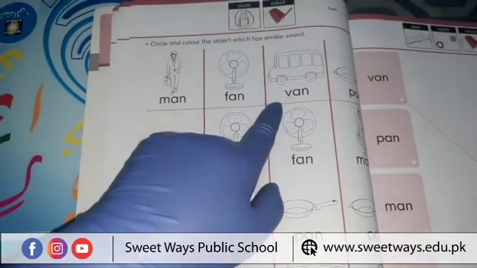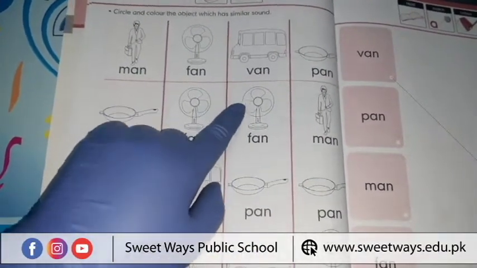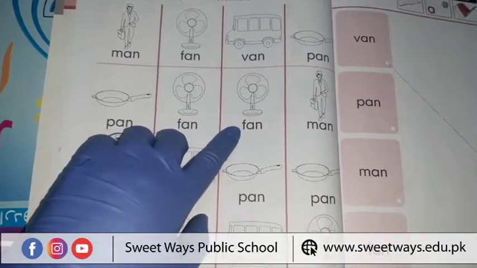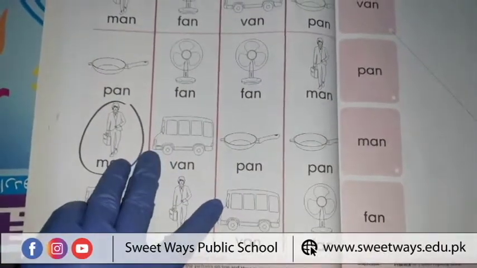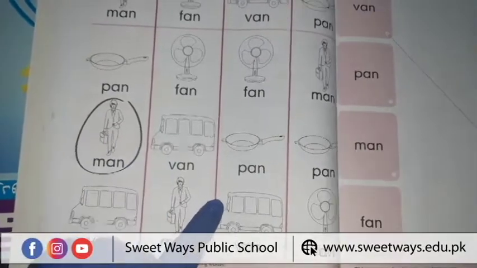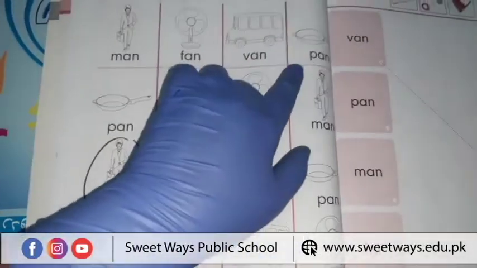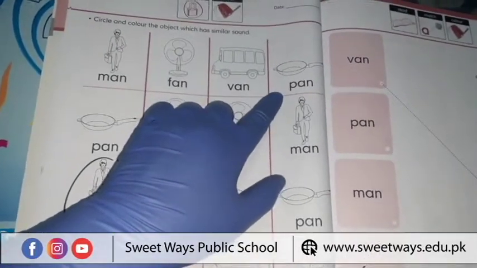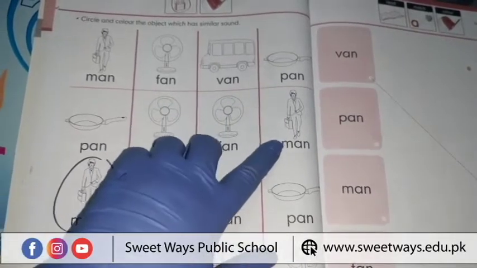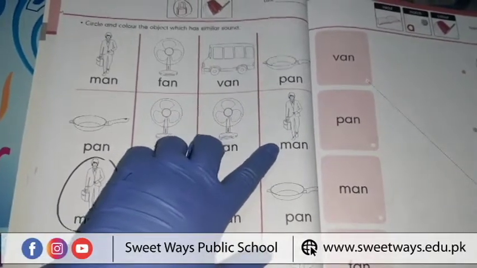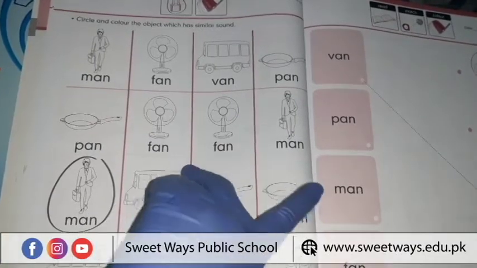What is this? Van. This is van. Is it van? No. Is it van? No. Is it van? Yes. Now circle the van. What is this? Pan. This is pan. Is it pan? No. Is it pan? Yes. Now circle the pan.